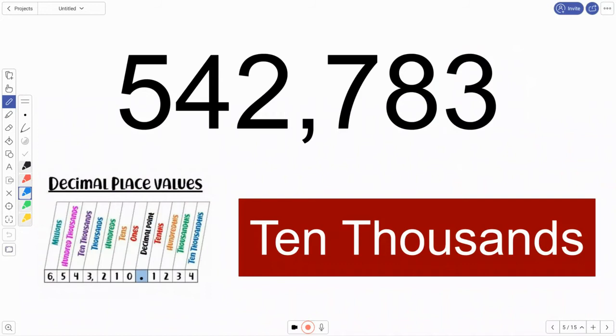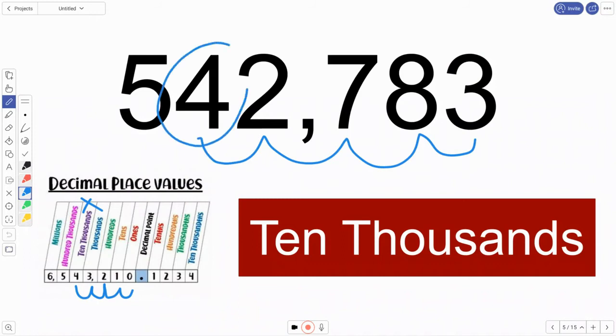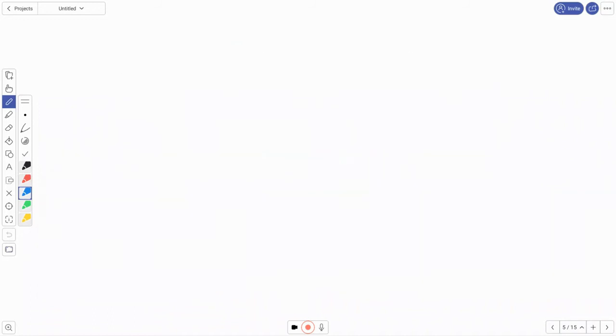Here's another one. Now I have 10,000s. Once again, check for a decimal, no decimal. I look, and I see that 10,000s is right here, which is 1, 2, 3, 4, 5 places over. So I'm going to go 5 places over: 1, 2, 3, 4, 5. So the digit that is in the 10,000s place is 4. We have 4 10,000s, which means we have 40,000 right there. But 4 is the digit that is in the 10,000s place.